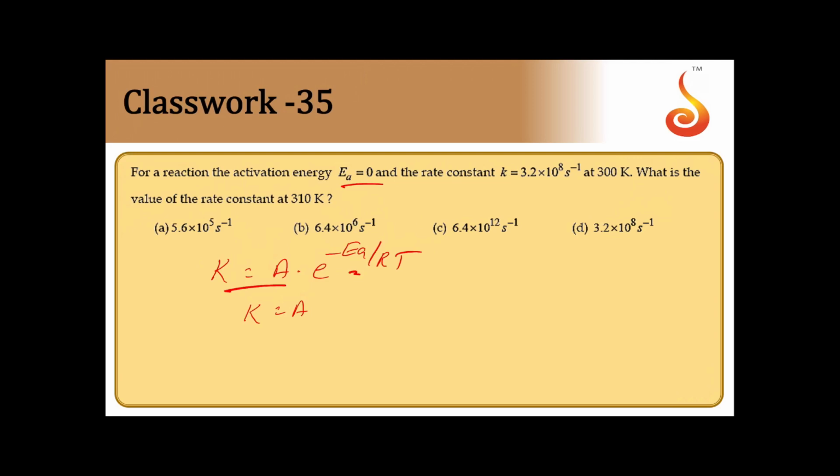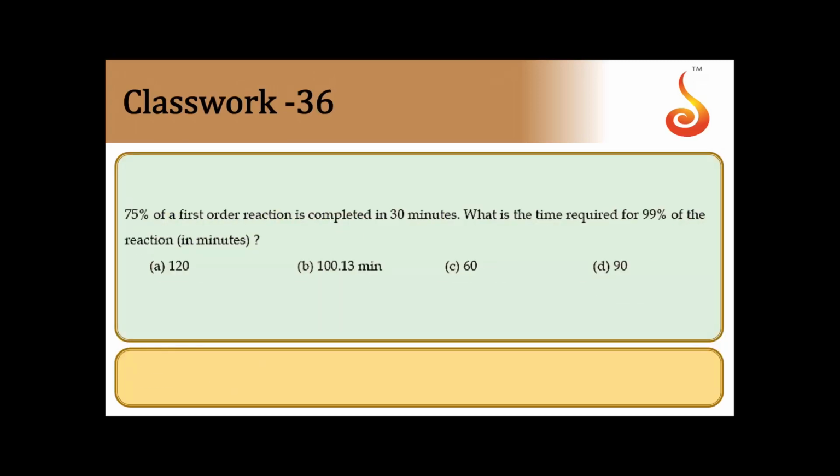So K is given as 3.2 into 10 power 8 at 300. The value remains same at 310 Kelvin also. So no change in that. 3.2 into 10 to the power of 8. So answer is option D. D is the answer.